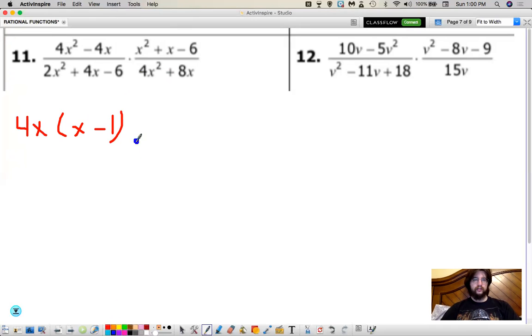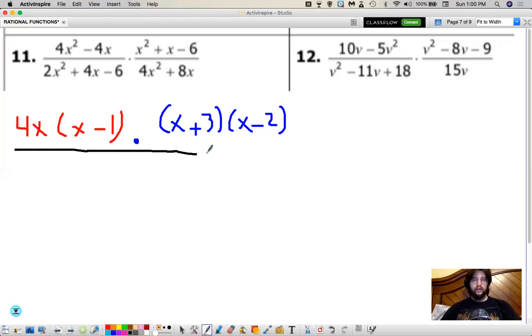We're multiplying. I'm going to just do this in my head. X plus 3, x minus 2. You could use the AC shortcut. This is all one big denominator, if you want to think of it like that. Which is another color, I guess purple.